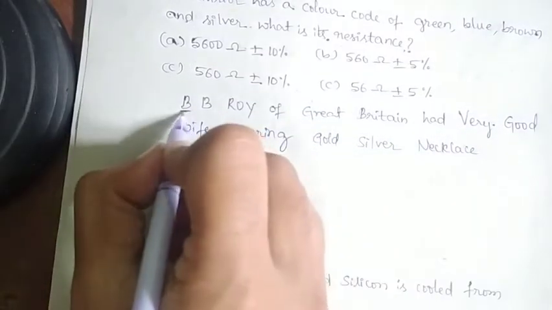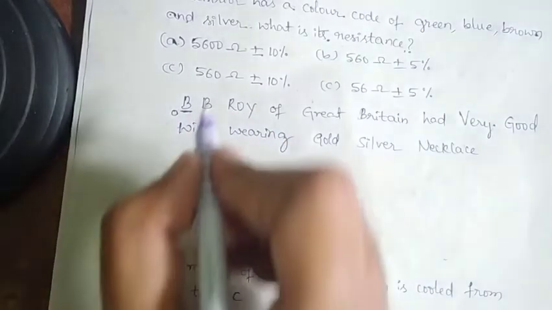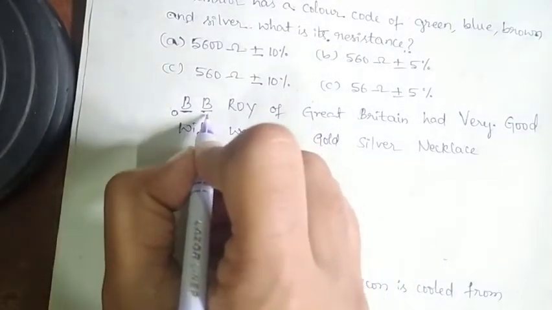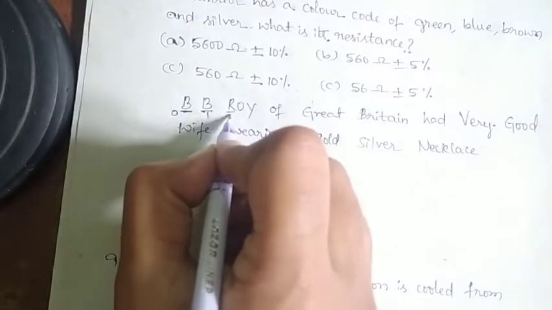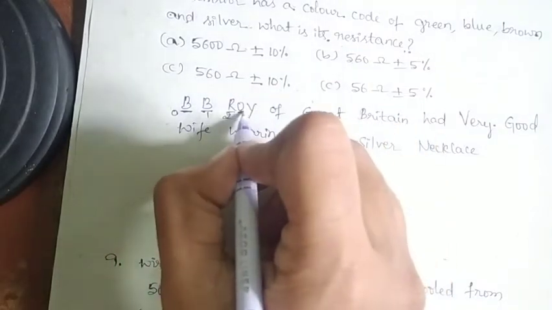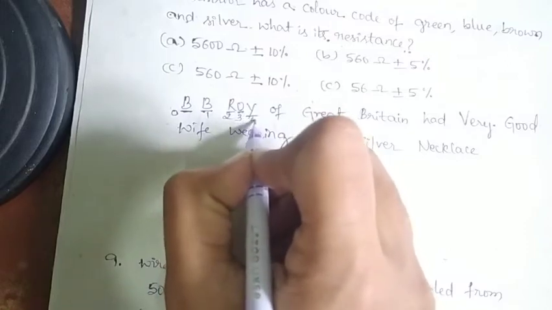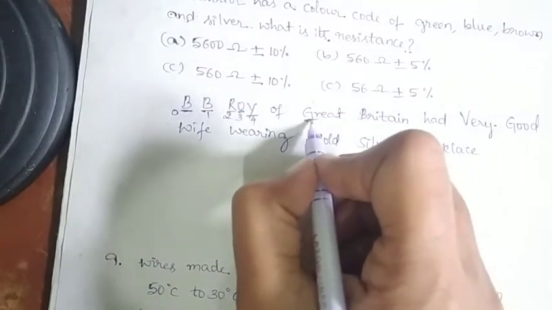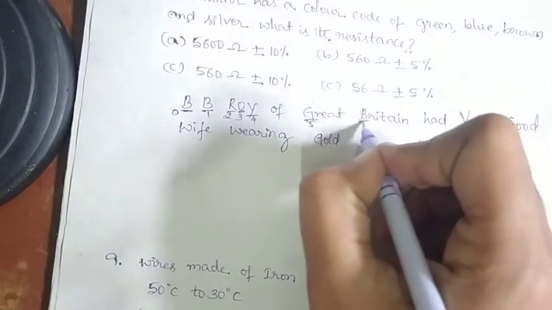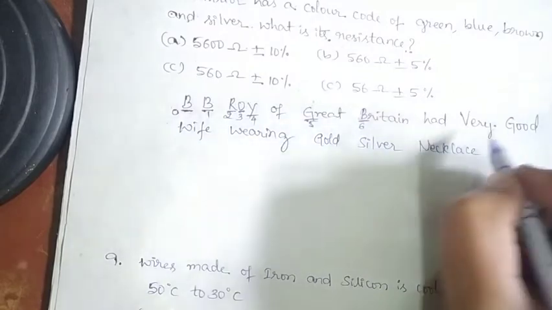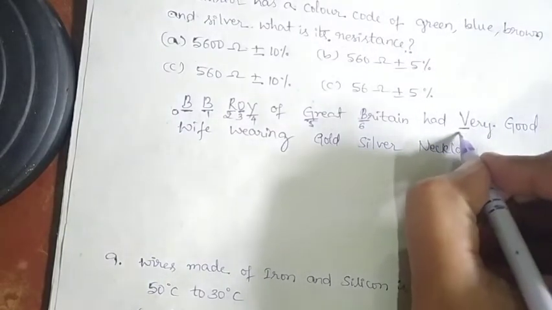Here, the first B is black, whose code will be 0. The next B will be brown, whose code will be 1. R is red, whose number will be 2. O is orange, number will be 3. Y is yellow, number will be 4. G will be green, number will be 5. B is blue, number will be 6. V is violet, number will be 7.